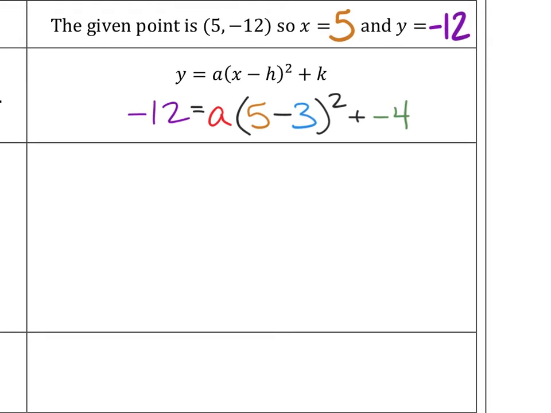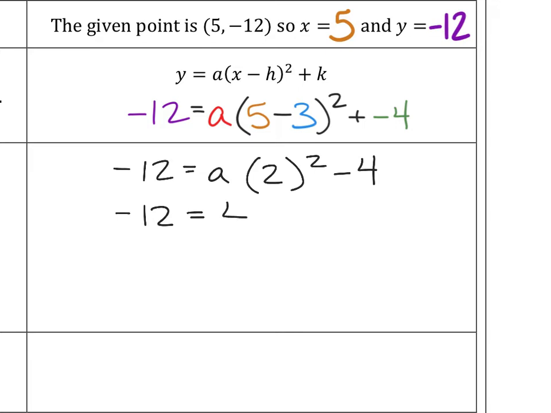What does PEMDAS tell me to deal with first when I'm simplifying an expression? Parentheses. Can I reduce that parenthesis? Yes. What is 5 minus 3? Don't overthink it. 2. Okay, so then I have a 2 in that parentheses. What else does PEMDAS tell me to deal with next? Exponents. I have exponents, so I got to deal with them. What is 2 squared? 2 squared is 4. 2 times 2 is 4.